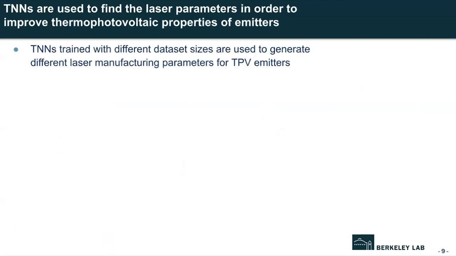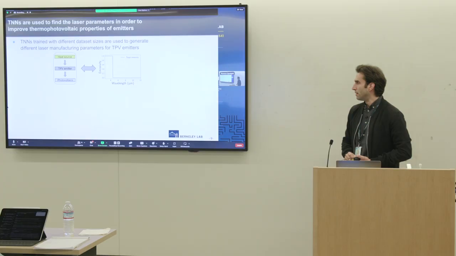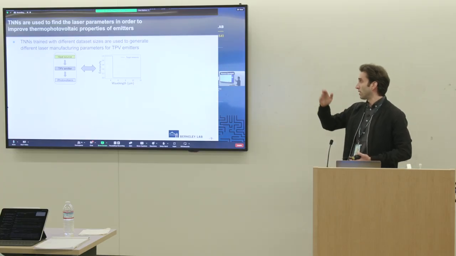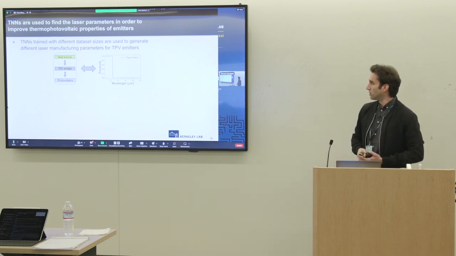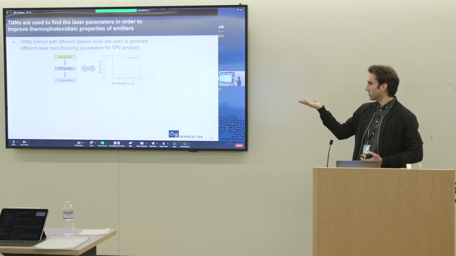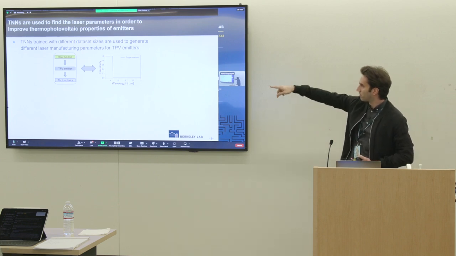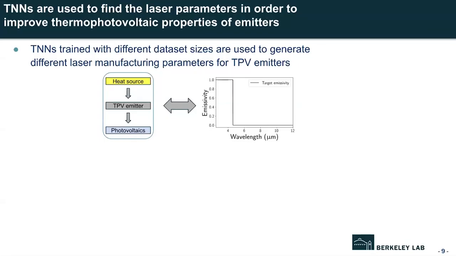And finally, I want to talk about some actual application here. So my collaborators were interested in designing these thermophotovoltaic emitters that have the optimal spectral emissivity that looks like an ideal step function, which is very unphysical. So the idea here is that you have this kind of spectral emissivity that's emitting thermal radiation from the TPV emitter towards the photovoltaic cell. So that's our target right there.